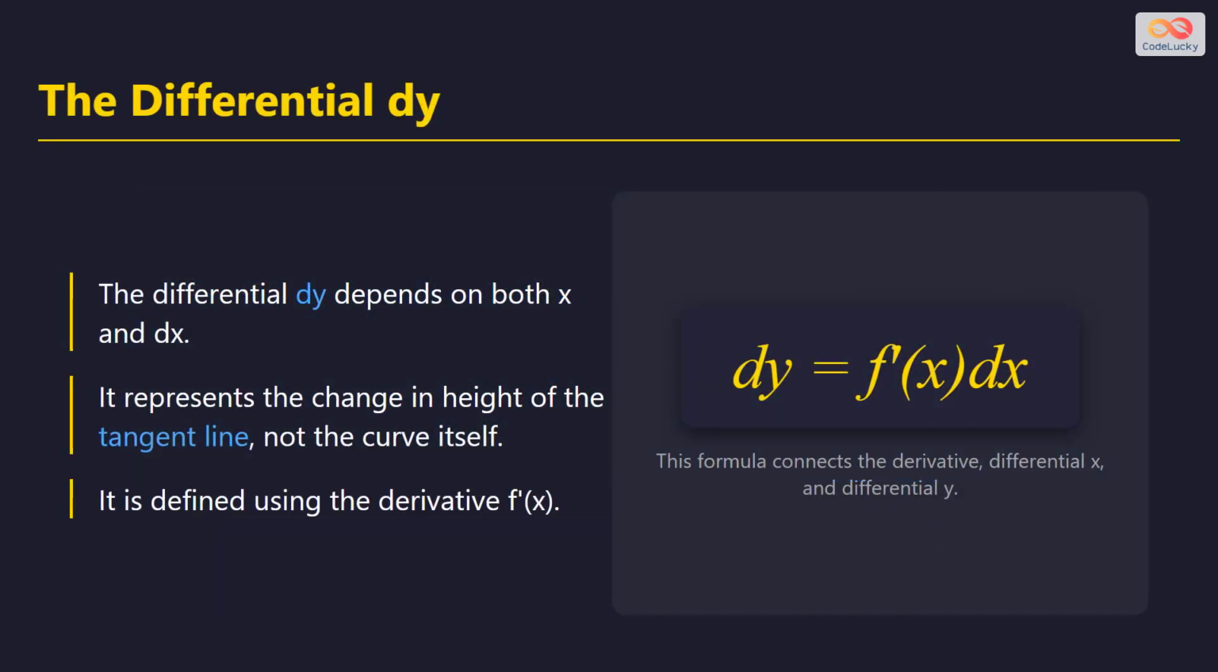The differential dy is a bit different. While delta y measures the change on the actual curve, dy measures the change along the tangent line. It is defined by the formula dy equals f prime of x times dx. Note that dy depends on both the current position x and how far we step, dx.